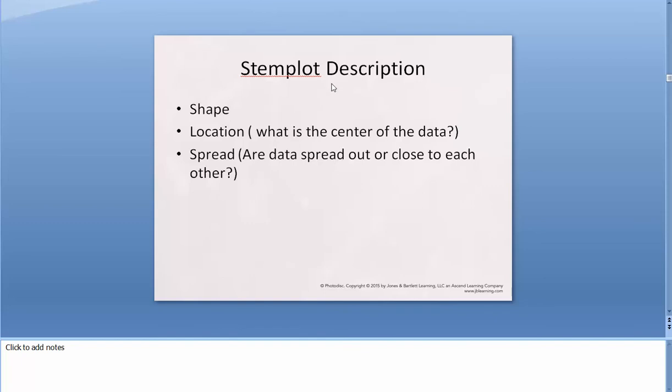Now, when you want to describe a stem plot or interpret it and get some information, you need to look into three things. Three factors, if you want to call them: shape of the stem plot, location of the stem plot, and spread. So shape, we'll talk a little bit more about what we mean by the shape, because a stem plot describes how the data is distributed. So the shape means, from the shape we can gather for what values, for what measurements are more popular, more common, things like that.